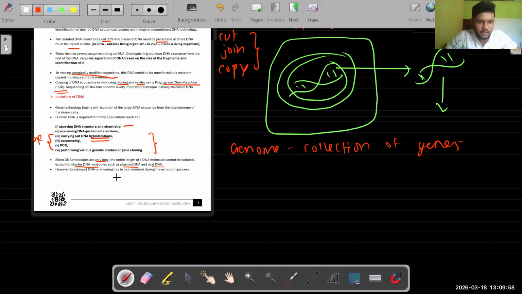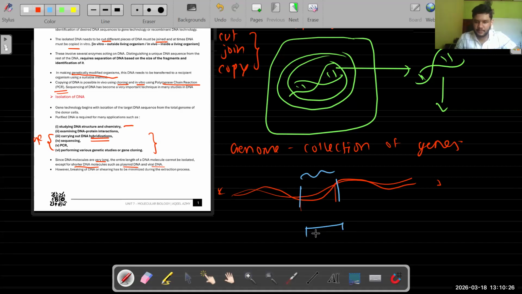However, breaking the DNA, or shearing, has to be minimized, right? Now, normally DNAs will look like strands like this. We can't extract the complete sequence. So just think this is the portion we require. We'll be taking an enzyme. I'll be introducing those enzymes, which we'll learn today. That enzyme will cut this sequence and separate only this sequence, and it will be inserted into an organism cell, right?